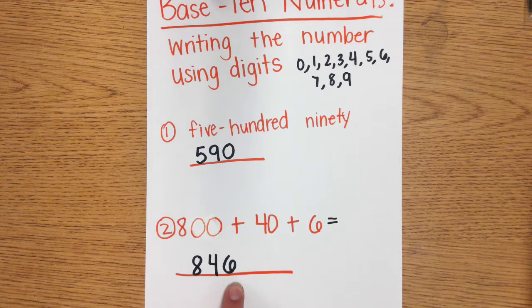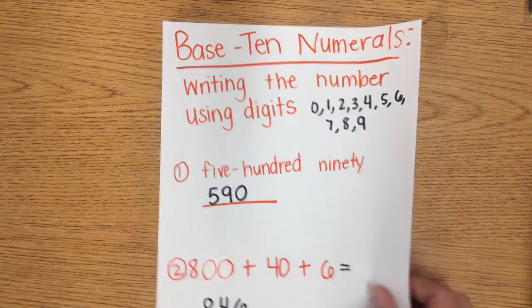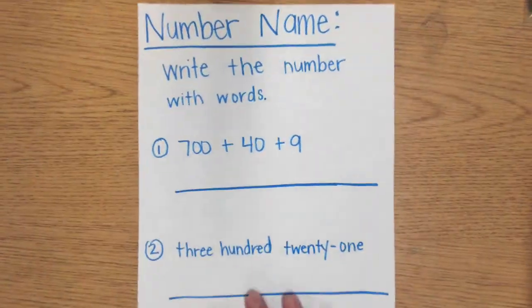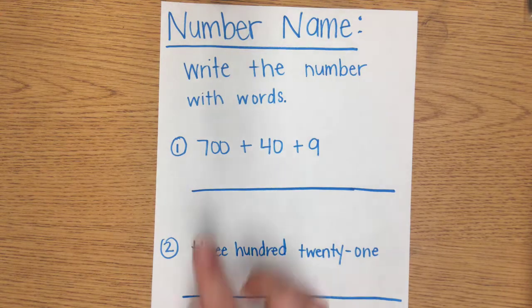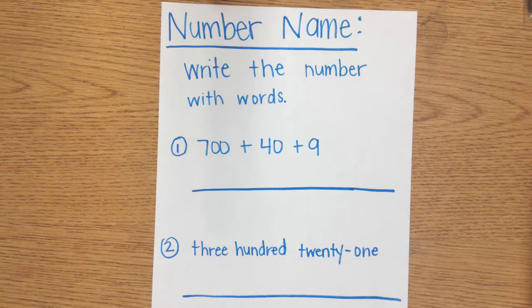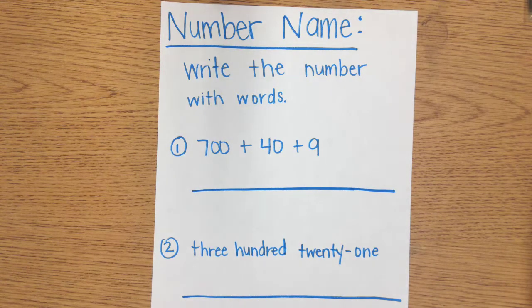We are also going to do today, besides base 10 numerals, we're also going to look at number name. And if you think back to number name that we just did when we were doing numbers within 300, number name is just you're writing the number with words. So if I have a number, how would I write it with words? What words would I use?